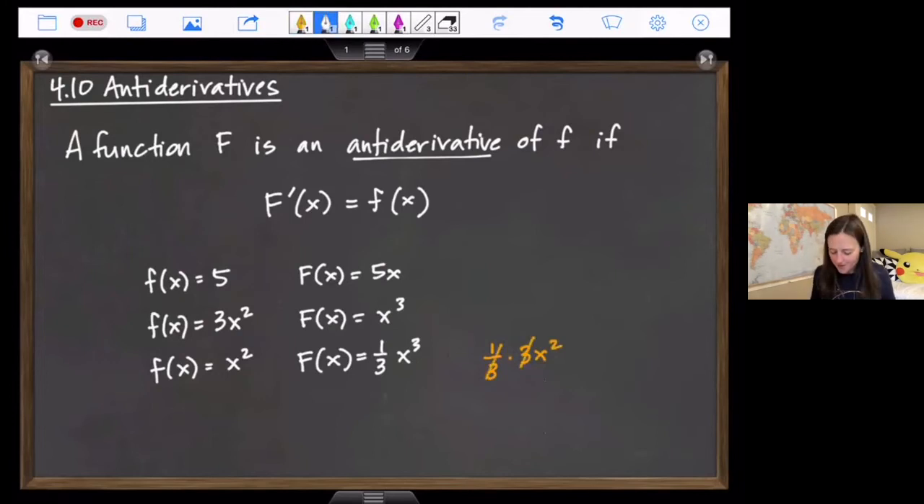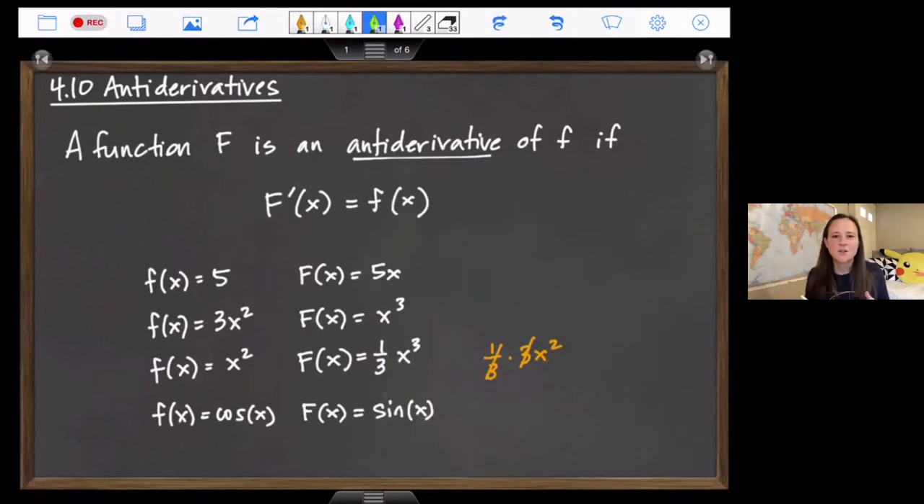Let's try one more. F of x is equal to cosine x. All right, so sine and cosine are each other's derivatives. Usually we think derivative of cosine is negative sine. When we're doing the antiderivative, we're trying to figure out which function has a derivative of cosine. And this is going to be positive sine, because the derivative of sine is equal to cosine.